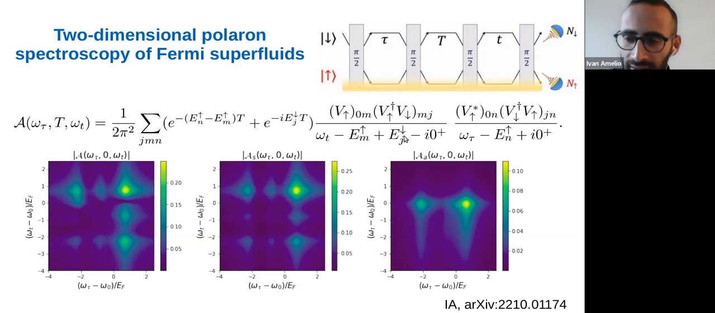And the important thing is that you have some denominators with omega minus E up, and E up are the eigenenergies of the interacting system, while in this other denominator, you see that you have omega minus E up plus E down, and the E down here is an eigenenergy of the non-interacting system.